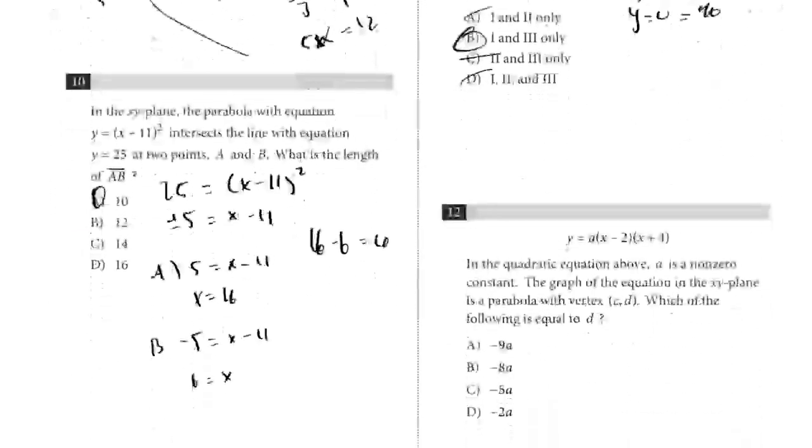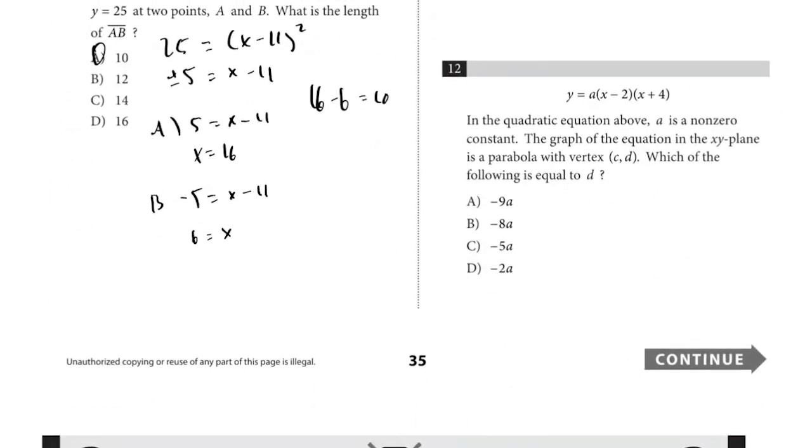And again, process of elimination is a very important and smart way to eliminate answers and find the correct answer. Now, for question 12, in the quadratic equation above, a is a non-zero constant. The graph of the equation in the xy plane is a parabola with the vertex (c, d). Which of the following is equal to d?